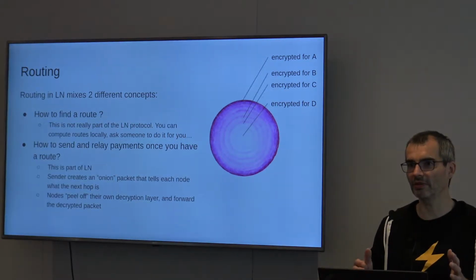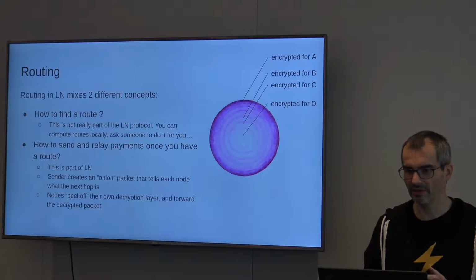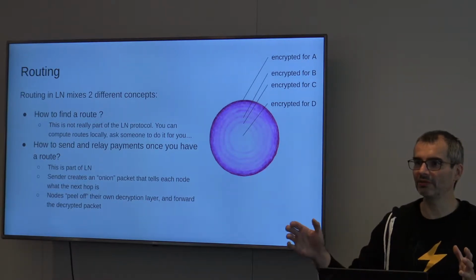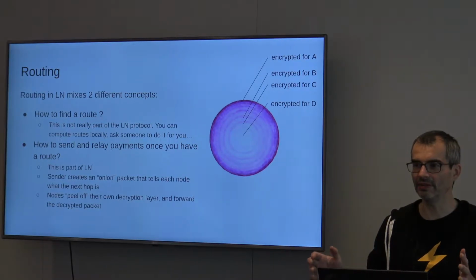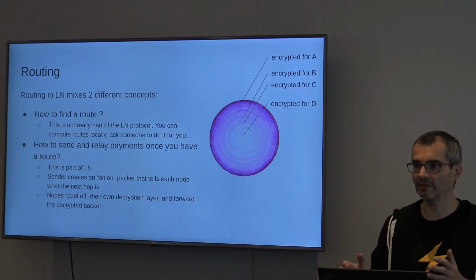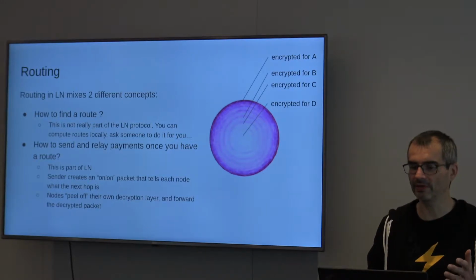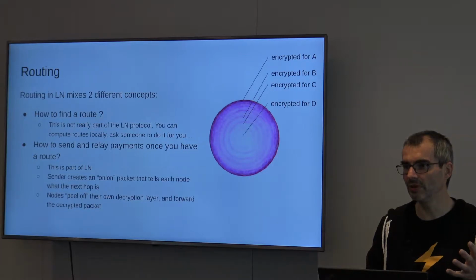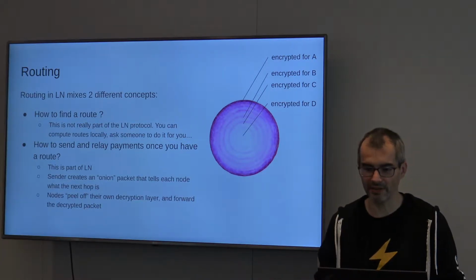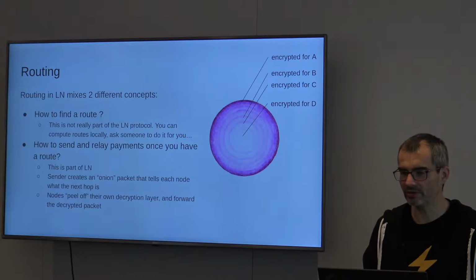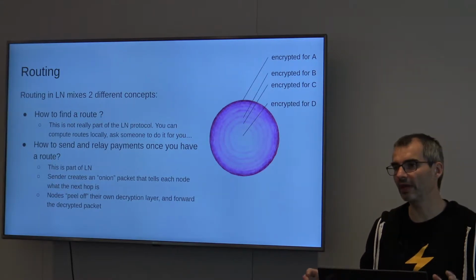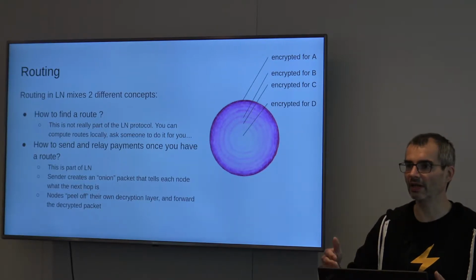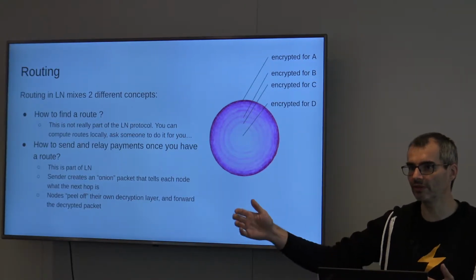This is what Christian showed. That's the source routing. So it's two different parts. When you have the graph, how do you find a route to your destination? This is not part of Lightning. Pathfinding is not defined anywhere in the specs. You do what you want. You can compute the route yourself. You can ask someone to compute the route for you, but it's not specified in the actual Lightning specs. Once you have a route, what is specified is how you create onion messages to get the payments to be forwarded to its destination.